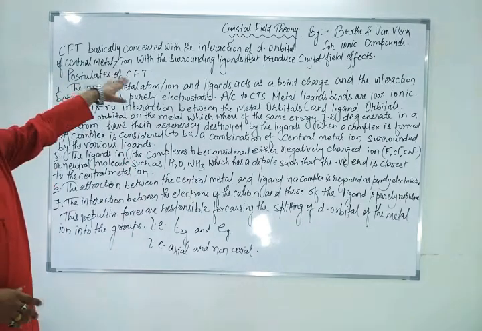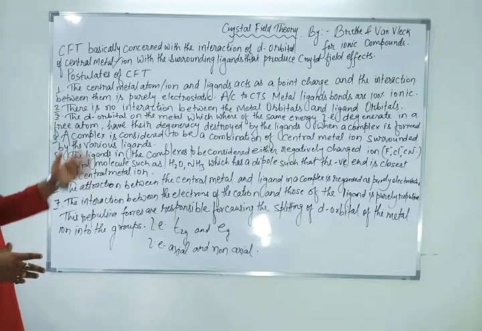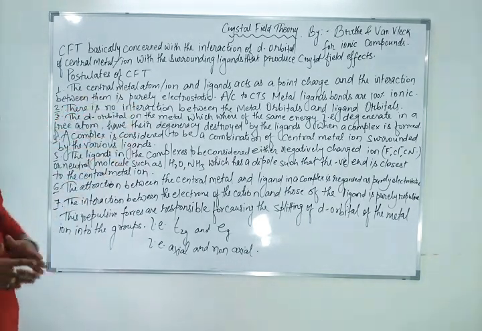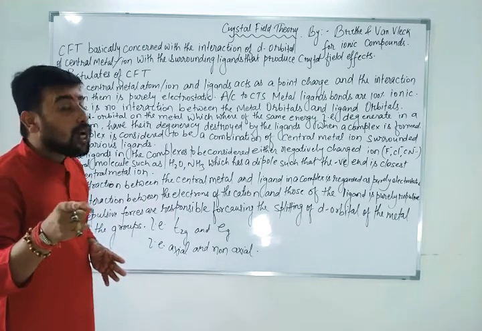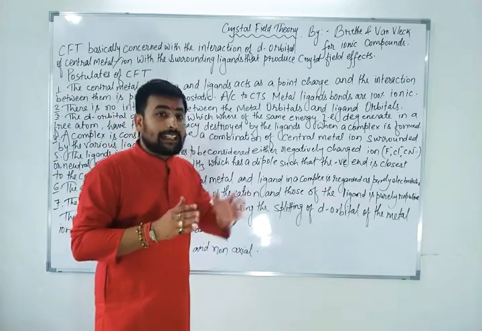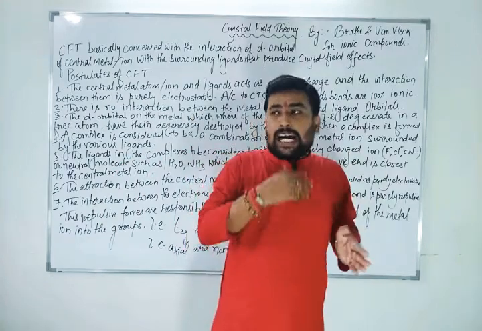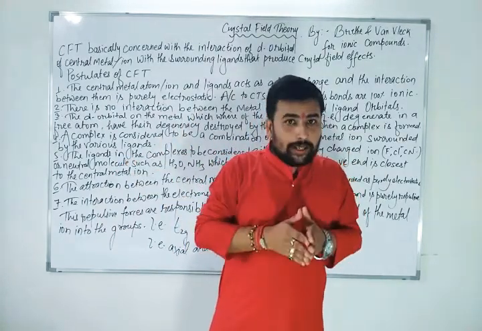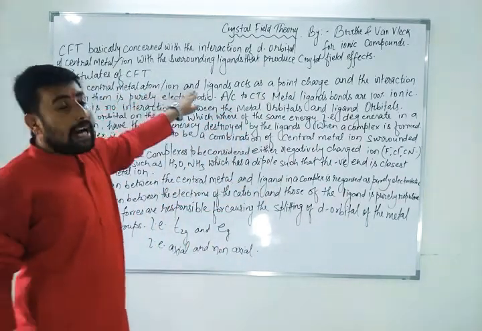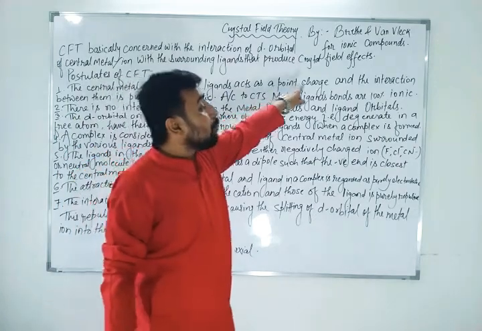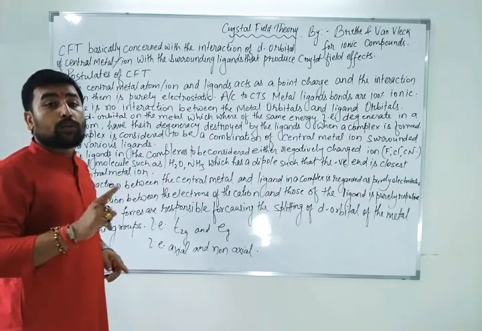So this central metal atom or ion is surrounded by the ligands and produces the crystal field effect. The first postulate is that the central metal atom or ion and the ligands act as point charges. Suppose I talk about any central metal ion or any ligand, like cyanide. In crystal field theory, the central metal atom or ion and the ligand act as point charges, and the interaction between them is purely electrostatic.